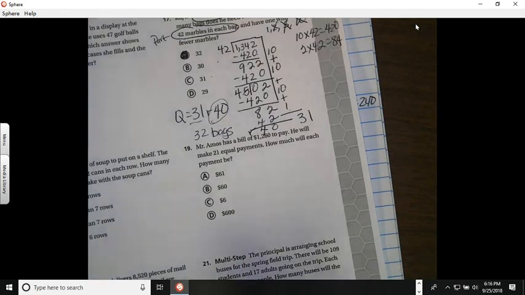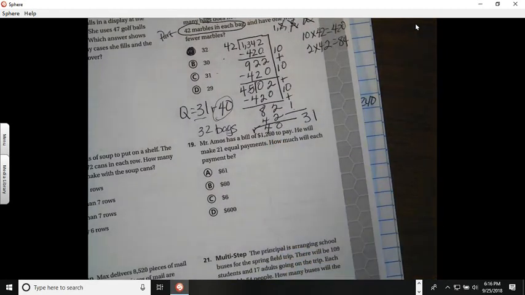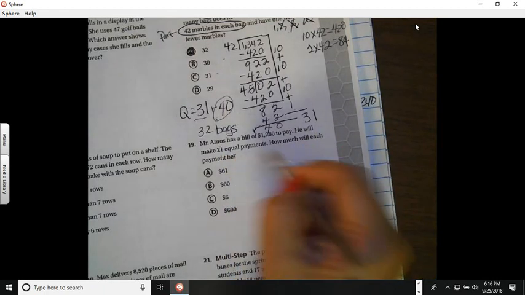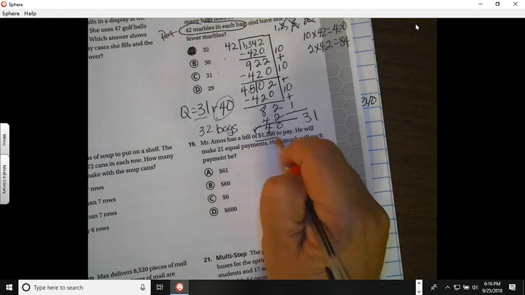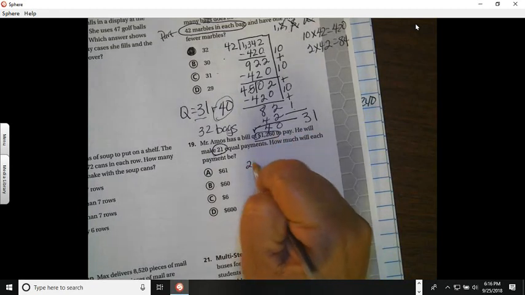Okay, so let's take a look. So he must have bought, maybe he could have bought a TV and he charged it and he's going to put it on layaway, or they let him take it home and he's going to have to make payments on there. And so he's decided he's going to pay 21 equal payments. So this is the total amount and this is a part.